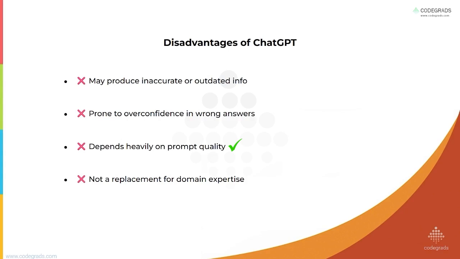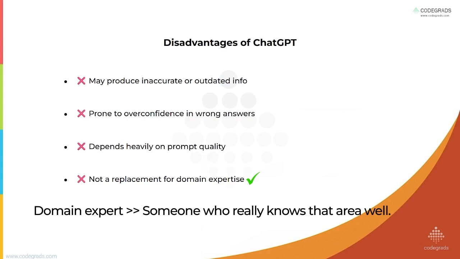When we do prompt engineering and learn the prompt engineering technique, we can avoid the disadvantage that it depends heavily on the prompt quality. We have to give more specific prompts to get the expected answer. Now, it is not a replacement for domain expertise. So wherever domain expertise comes into the picture, ChatGPT cannot work the same.